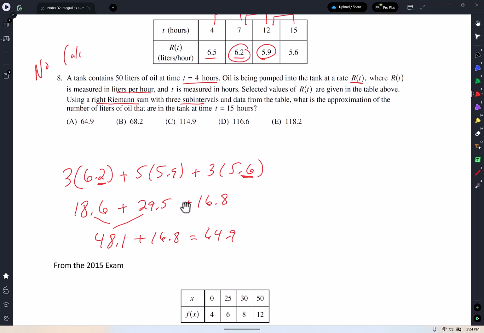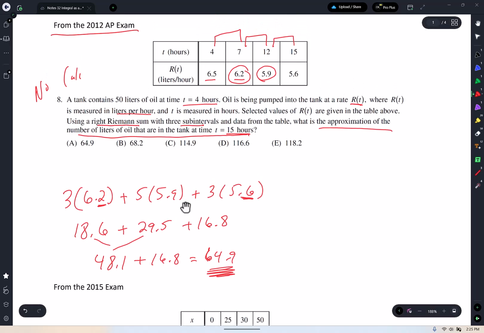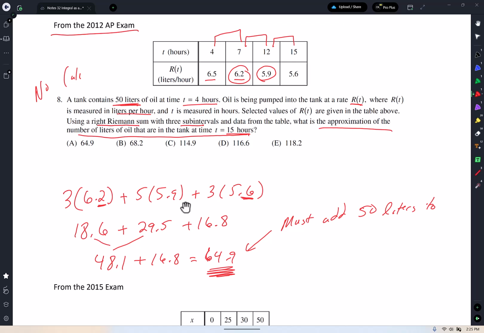But hold on. Did some of you already circle letter A? Don't circle letter A yet. See, you're going too fast. Slow down. They want to know what is the approximation of the number of liters of oil in the tank at t equals 15 hours. Well, that's what it is. We did our Riemann sum. Guys, how many liters were already in the tank? So this is the approximate amount that we've added to the tank. Does that make sense? So you must add 50 liters to 64.9 liters.